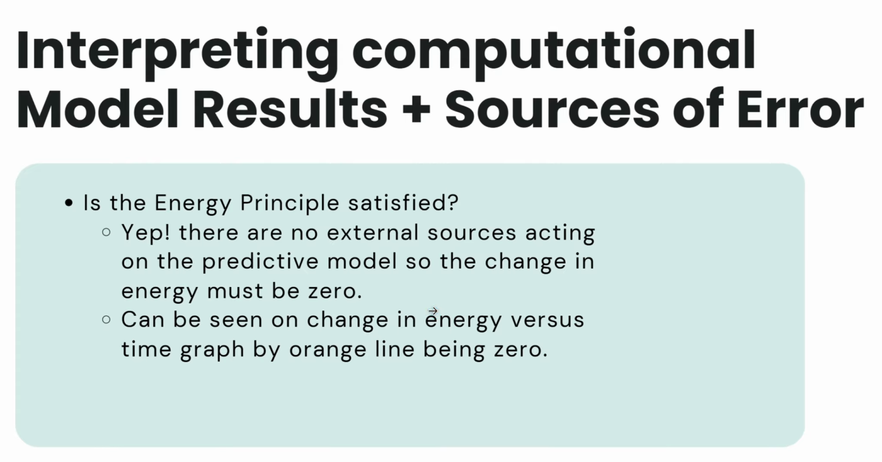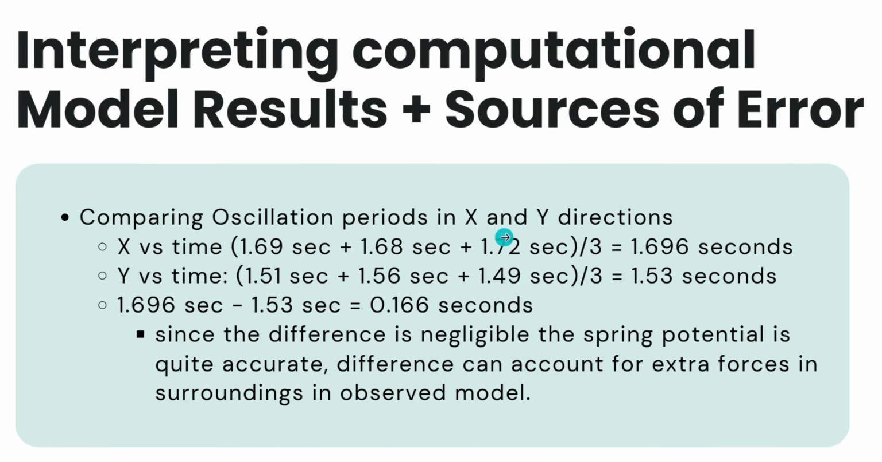So, is the energy principle satisfied? Yes. There are no external sources acting on the predictive model, so the change in energy must be 0. This can be seen in the change in energy versus time graph by the orange line being 0.